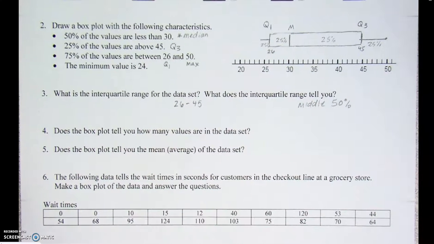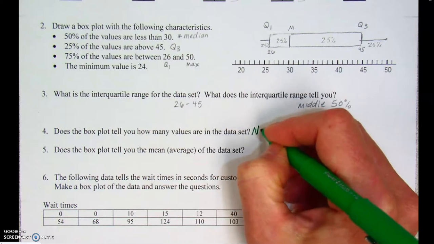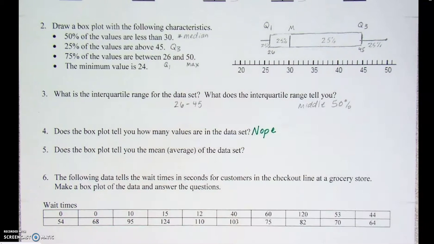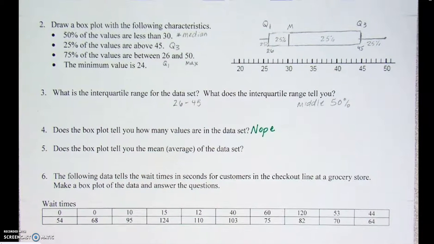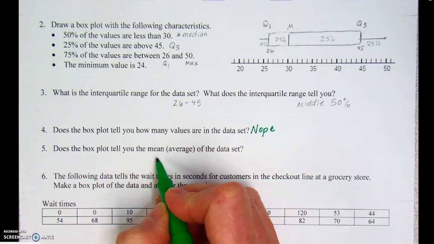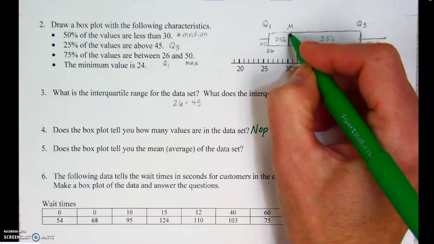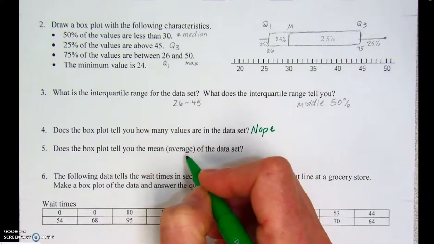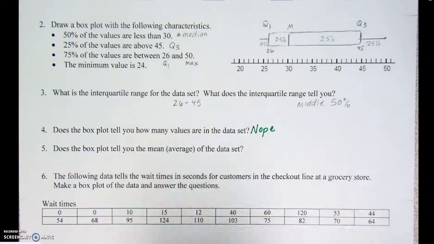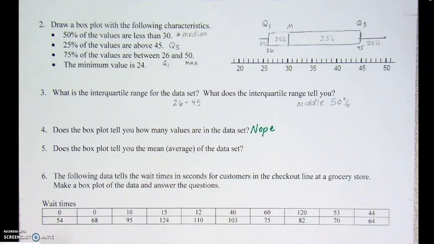Does the box plot tell you how many values are in the data set? Nope. Does the box plot tell you the average? No. Mean and median are not the same thing. Median means middle. Mean means average. Those are two completely different things. Sometimes they actually happen to be the same, but not very often.